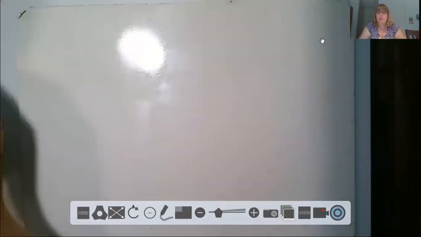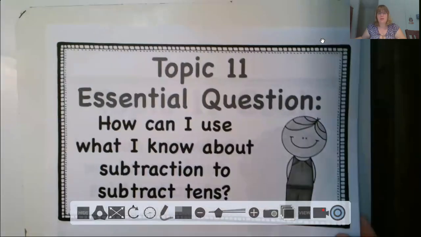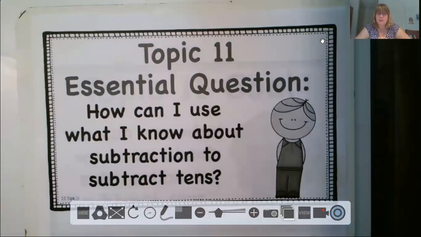So today, I wanted to work with you guys a little bit on topic 11. So that's subtracting tens using models and strategies. So the big question for this topic is, how can I use what I know about subtraction to subtract tens?